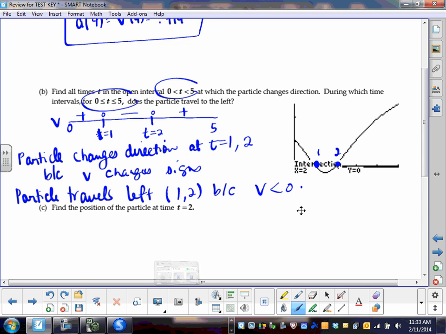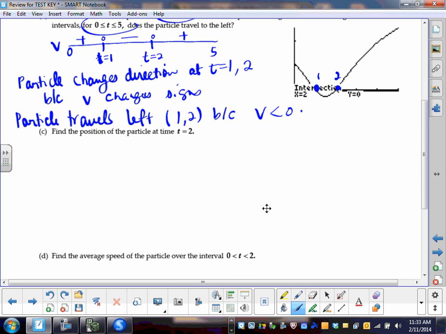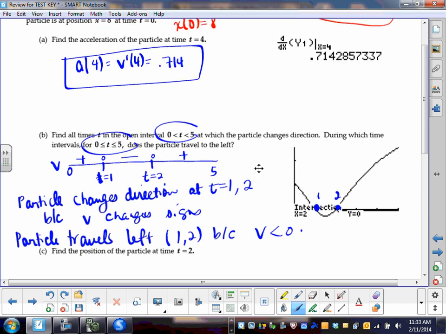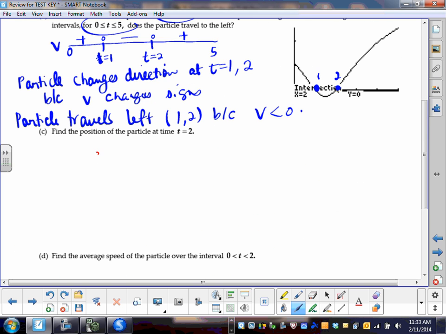The last part asks us to find the position of the particle at time 2. So that means the initial position at time 0, which is 8, plus the change in position from time 0 to time 2, which is the integral of velocity. You must write this out. You do not copy the natural log. You use v of t as your notation.